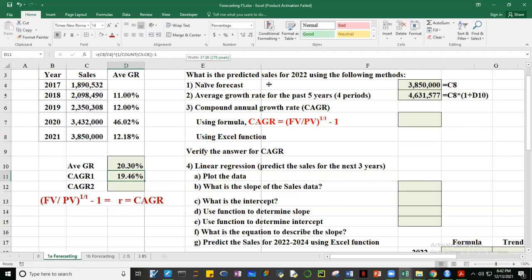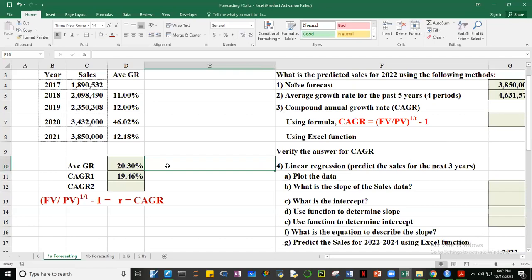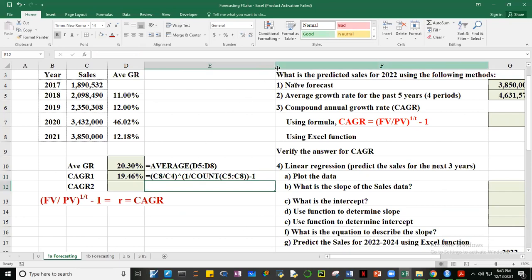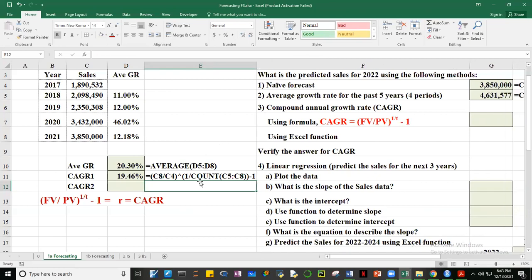Let me just increase this first. And is equal to formula, para makita nyo lang. There. Okay, so that's our CAGR, no? That's our compounded annual growth rate. CAGR natin yan. Okay, there's another way to compute for your CAGR. Di ba? Ano lang to, rate, no? Rate lang siya. So is equal to rate.